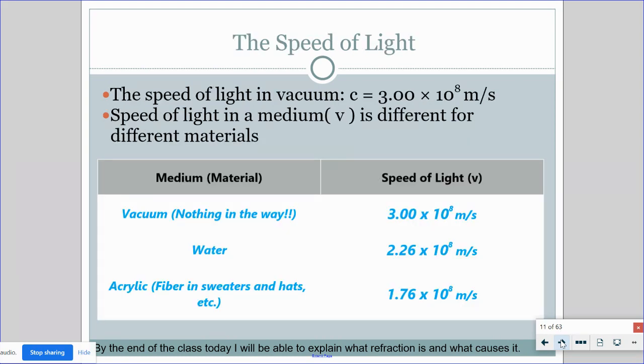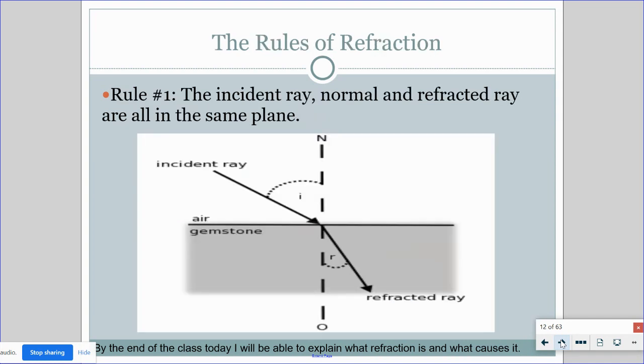So the speed of light in a vacuum, as we said, is 3.0 × 10^8 meters per second. And that's not for all things though. So we use the symbol v for the speed of light in a medium. In a vacuum, there's nothing in the way, nothing to slow it down, so it's 3.0 × 10^8. Whereas in water, it's 2.26 × 10^8 meters per second, and in acrylic, it's 1.76 × 10^8 meters per second.